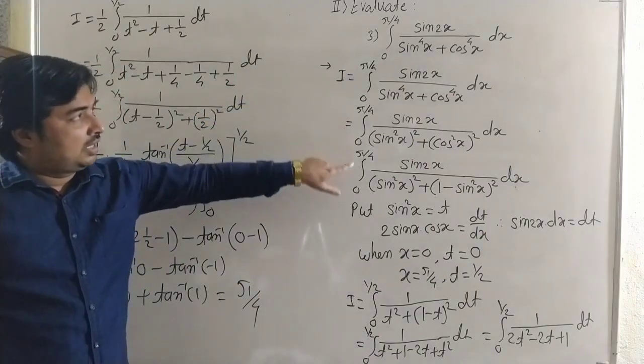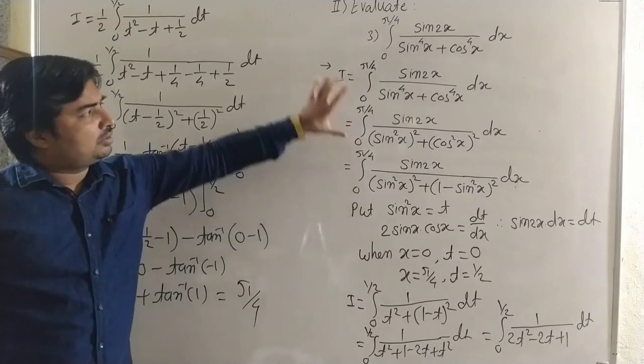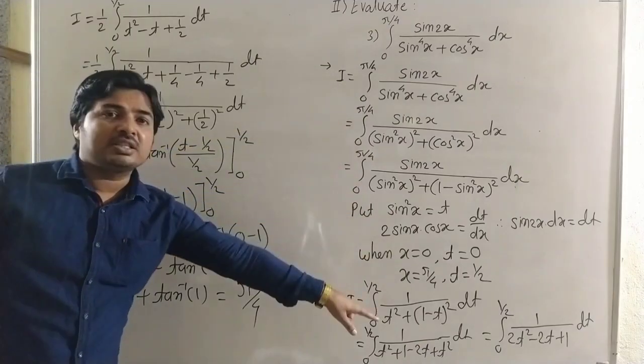Here we use the substitution sin square. First we simplify, then substitution, and then it is a type.